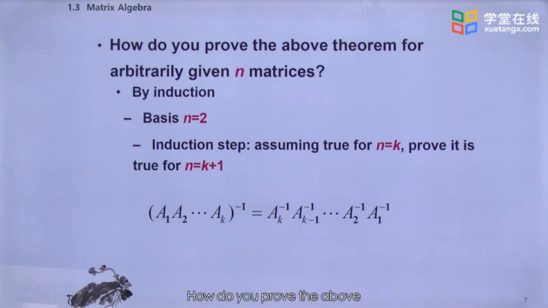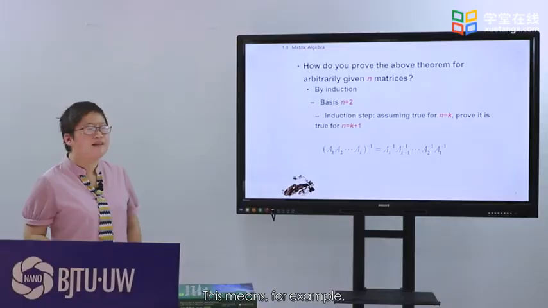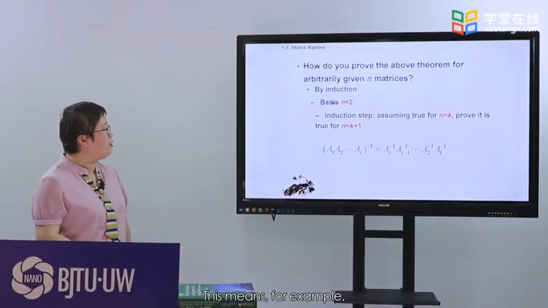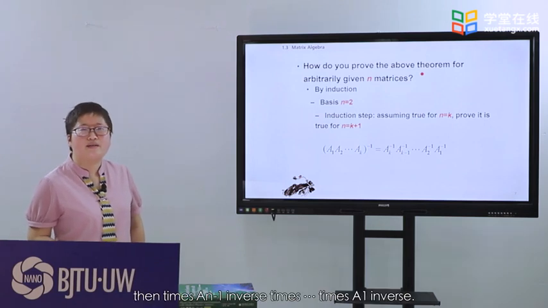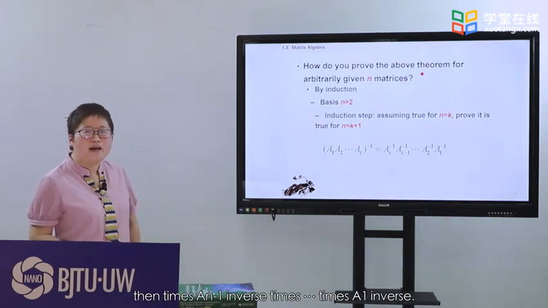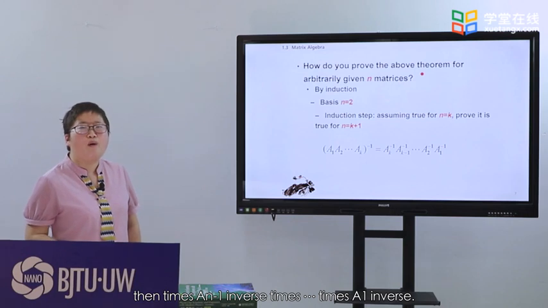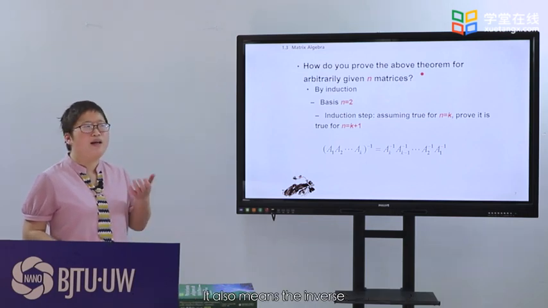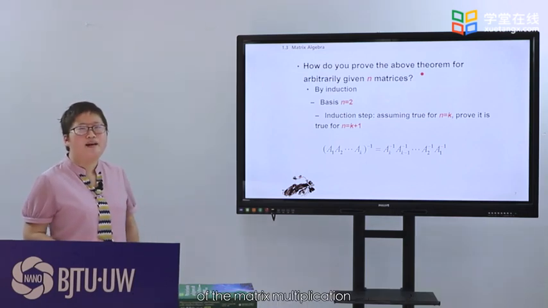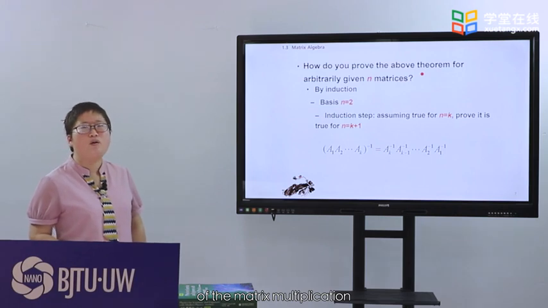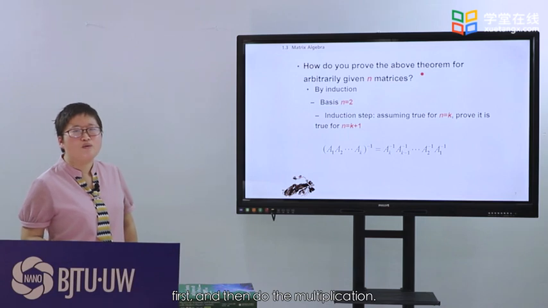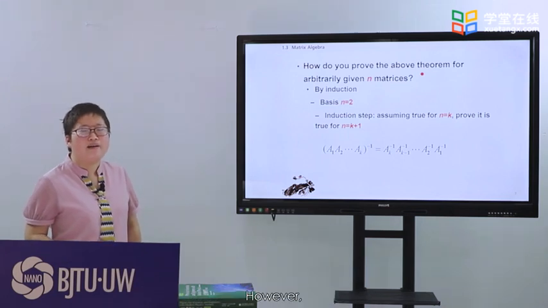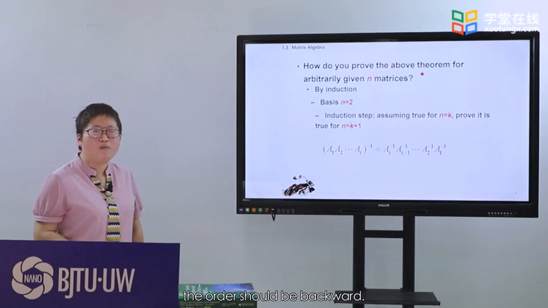And how do you prove the above theorem for arbitrarily given n matrices? This means, for example, the inverse of A1, A2 till AN should be AN inverse first, then times AN minus 1 inverse, down to A1 inverse. So it also means the inverse of the matrix multiplication equals the product of the inverse matrices. However, the order should be backward.